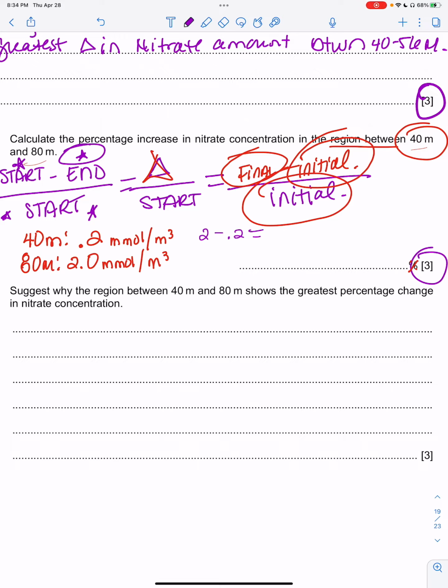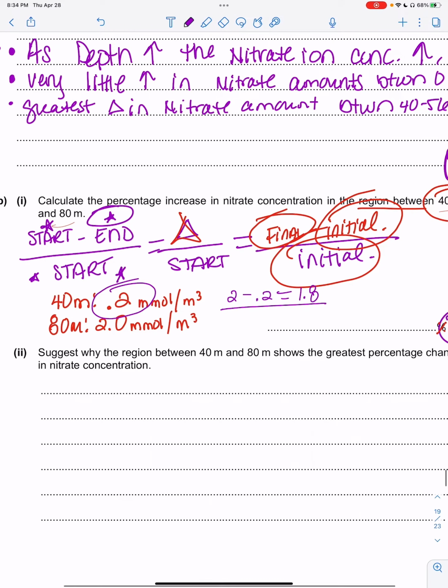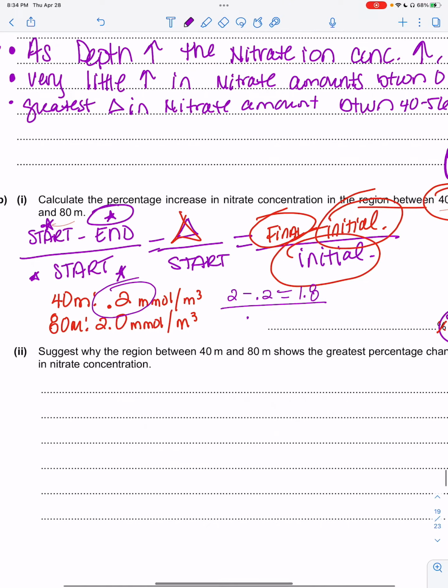All right, 1.8. Okay, all over the initial. So where did you start? Here's how far you came. You moved 1.8 micromoles. But where did you start at? 0.2. I don't like the way that looks mathematically.